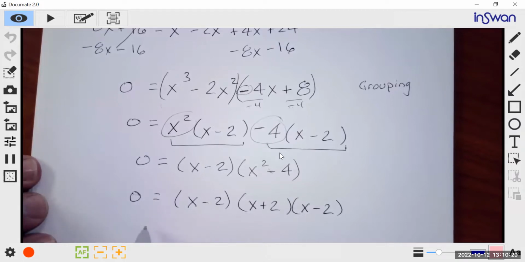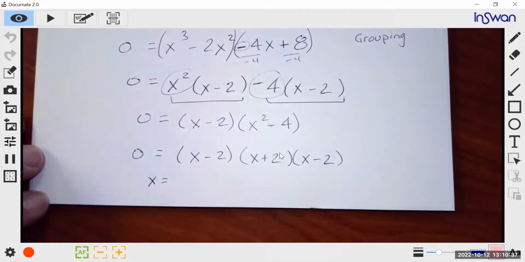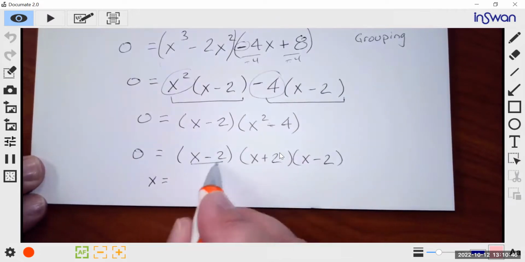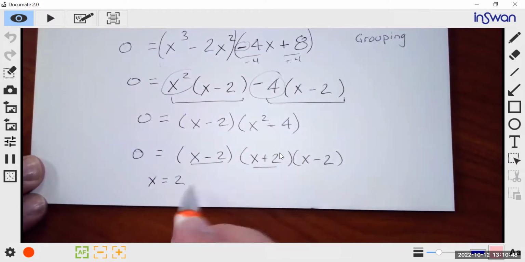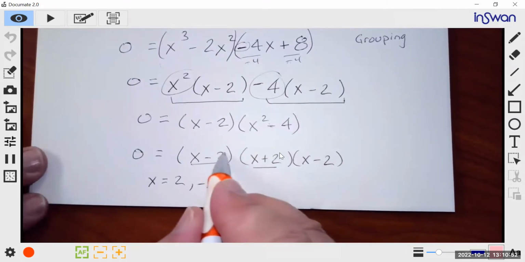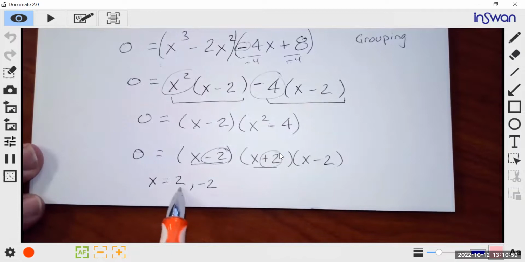So what are my answers? Set each of these equal to 0, solve them. Now, these are solutions. This one equals 2. This one equals -2. And this one equals 2. So remember, when you're solving, it's always the opposite sign inside the parenthesis. So our possible answers are 2 and -2.